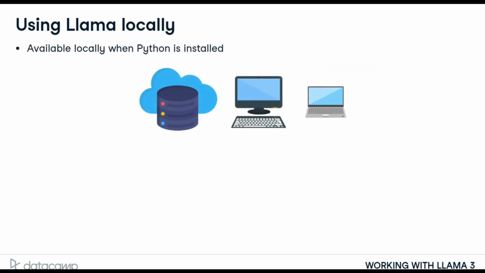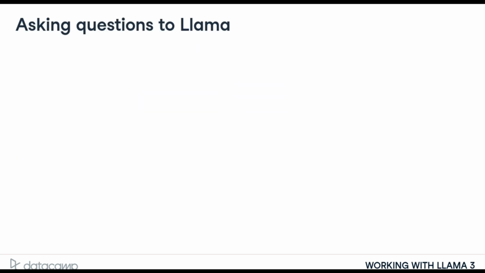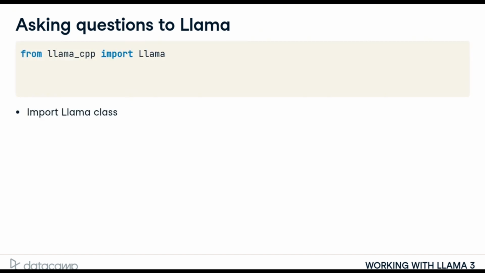Whether we have a cloud server, an industrial PC, or even just our laptop available with Python installed, we can use the llama-cpp-python library to run Llama locally. To install it, we run pip install llama-cpp-python. When installed, the llama-cpp library can be used as llama-cpp.